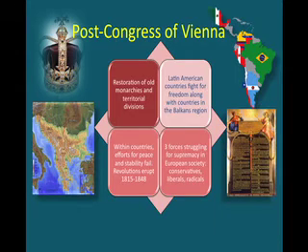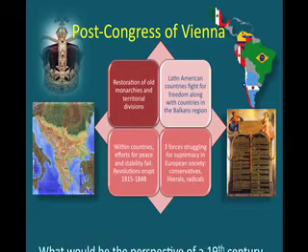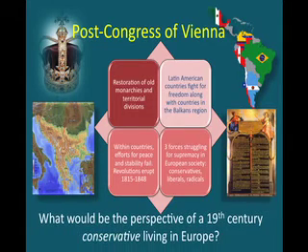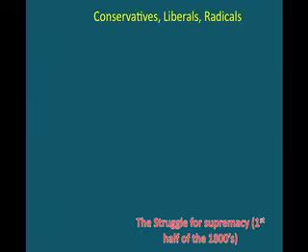And we find three forces that are struggling for supremacy in European society: the conservatives, the liberals, and the radicals. So those concepts of life, liberty, and property are still being discussed, but to what degree will the reform take place? And that's where we see these divisions. What would be the perspective of a 19th century conservative living in Europe? A conservative wants the old regime. He wants the monarchy back.